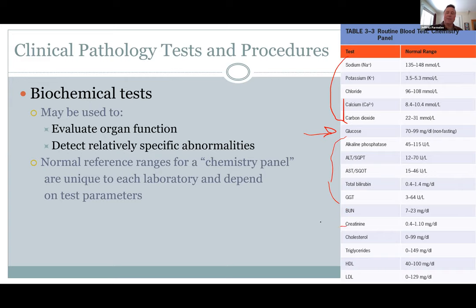What organ are we talking about with creatinine and BUN, blood urea nitrogen? Kidneys. So these things should be removed by the kidneys. But if you start seeing creatinine increasing in the blood and other nitrogenous substances, that means your kidneys are not taking care of it. There's probably a kidney failure.